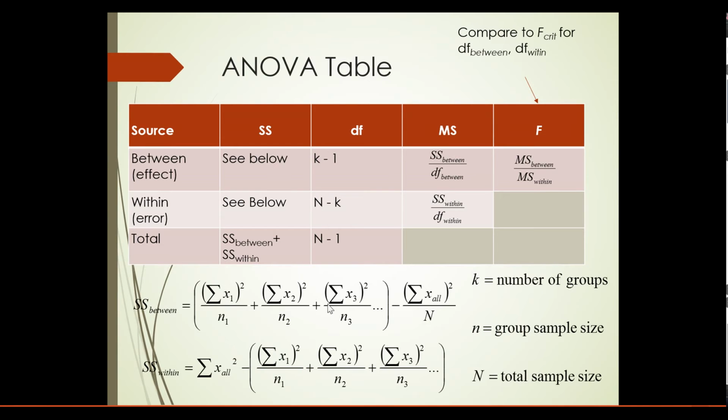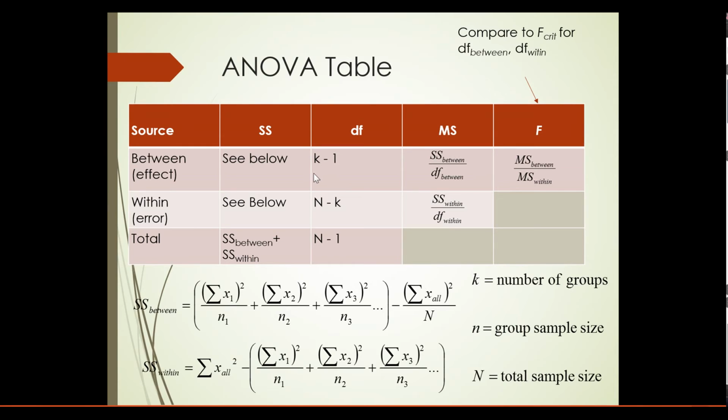Once we get SS between, SS within is pretty straightforward because, first we need to square all the scores individually and then add up the total of the squared scores. Then the right-hand part of the equation for SS within is identical to the left-hand part of the equation for SS between, so as long as we've calculated it correctly above, we can just slide that down and put it in the right-hand side of the equation. All right, once you've calculated SS between and SS within, the rest is pretty straightforward.